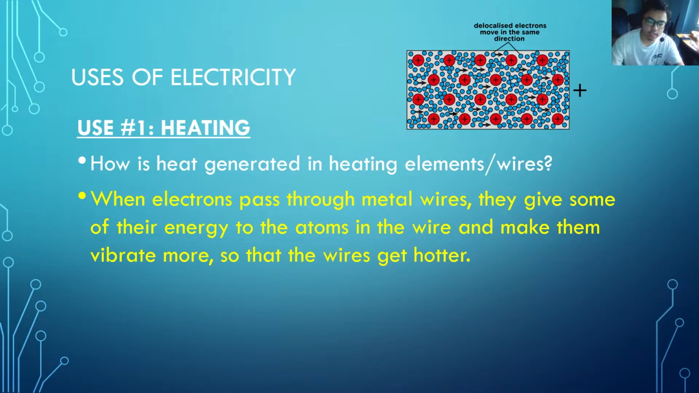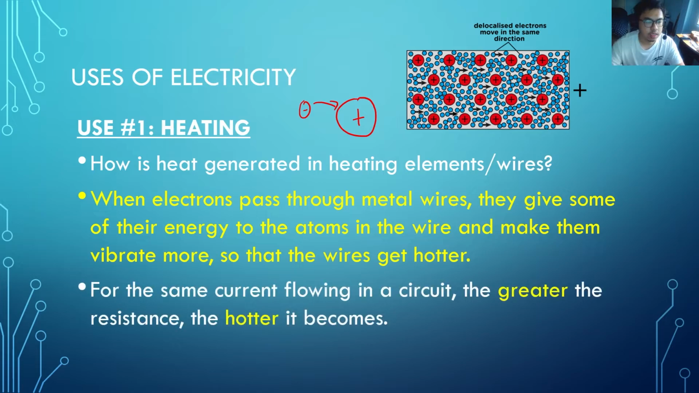All right, so it's mostly about collisions and passing through energy. If an electron hits or collides with another particle inside the wire, it will transfer its energy to the particle, and that particle will be more energetic and will vibrate more. Because that particle has more energy, the substance gets hotter. For the same current flowing in a circuit, the greater the resistance, the hotter it becomes.